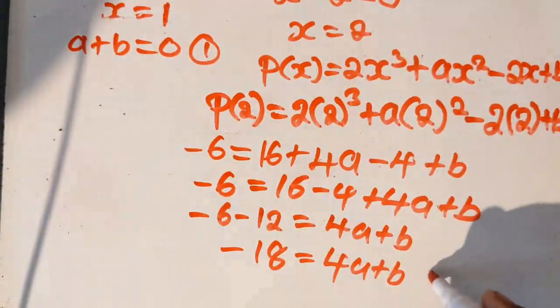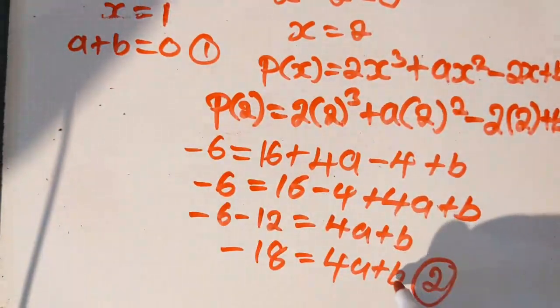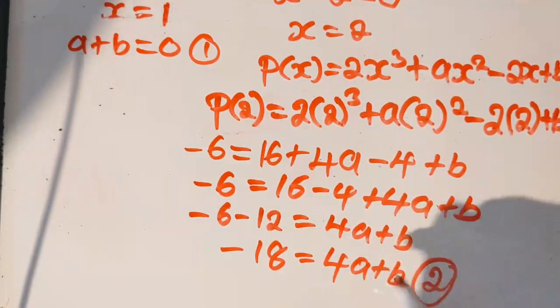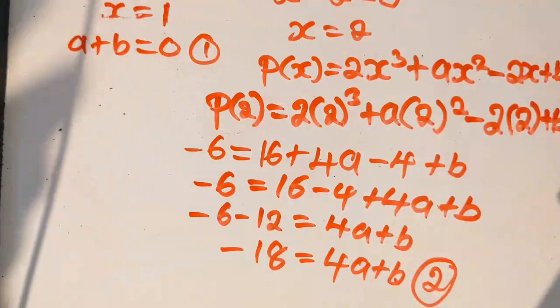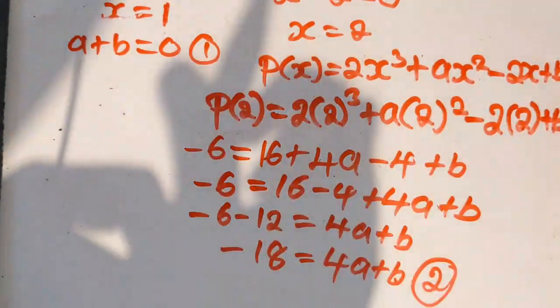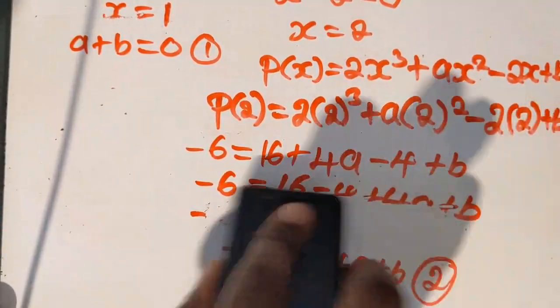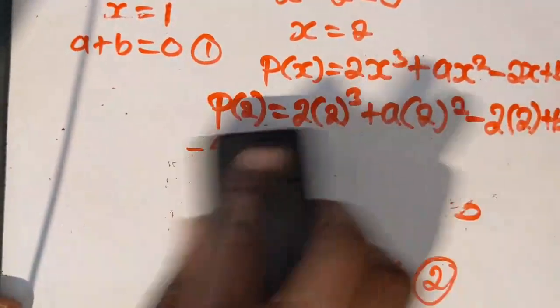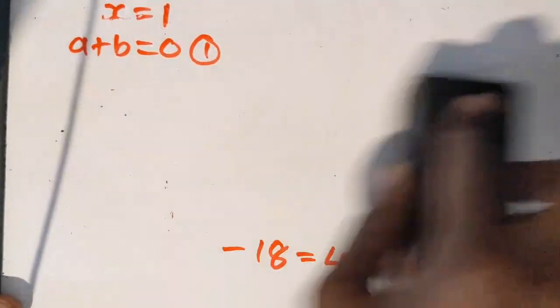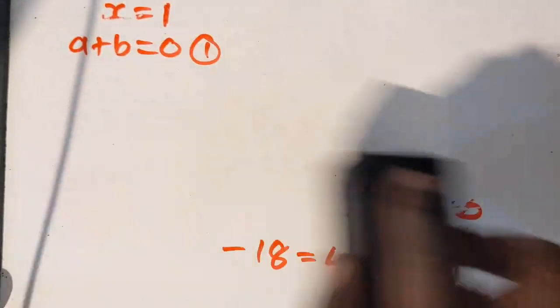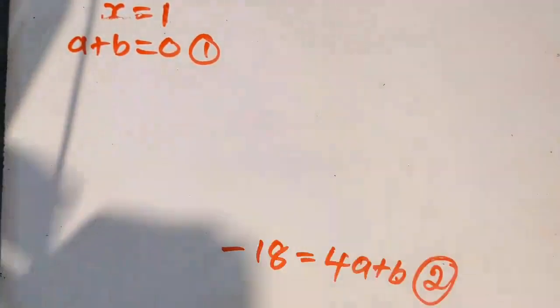Okay, so this is our second equation. Since we have the variables a and b in here, you can find the values of a and b like that. So what do you do? Since you have two equations, what you're supposed to do is to solve these two equations simultaneously.